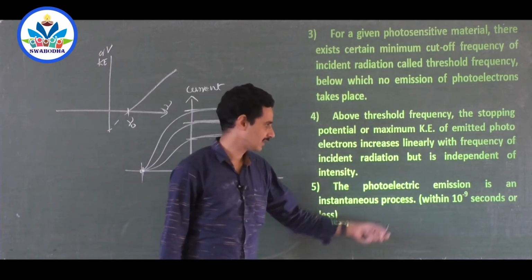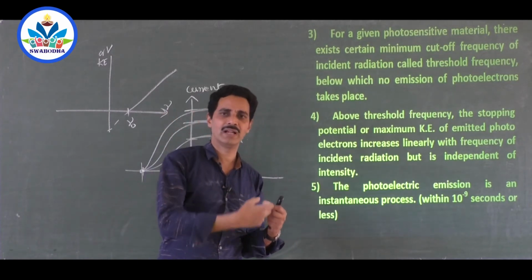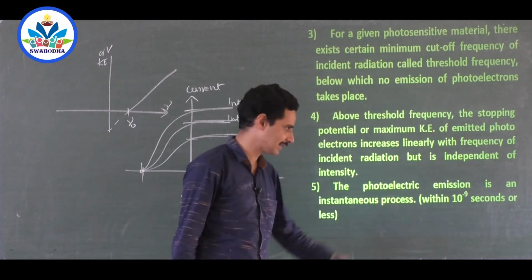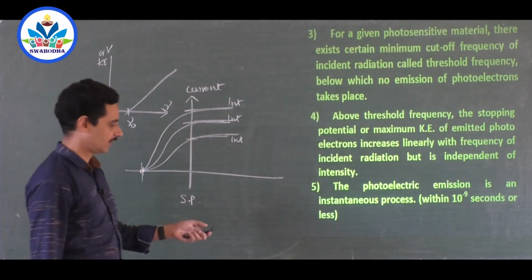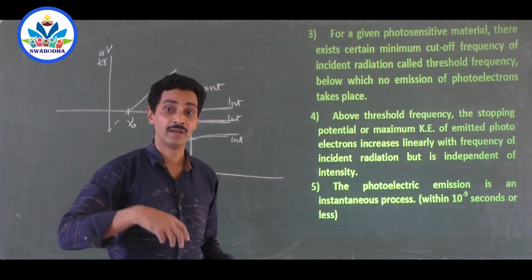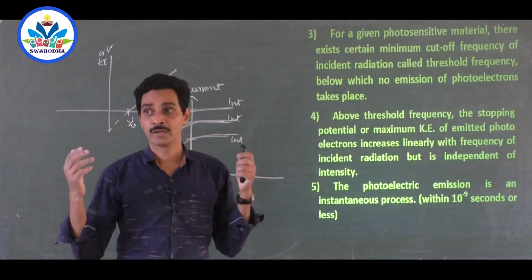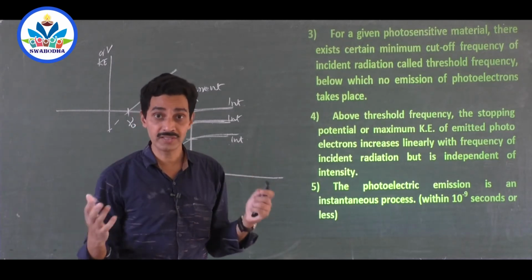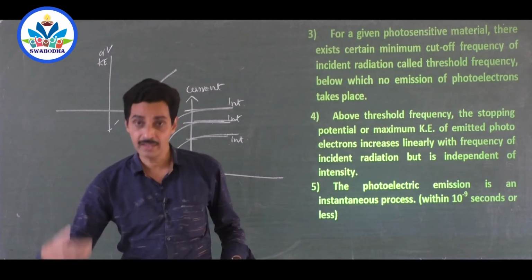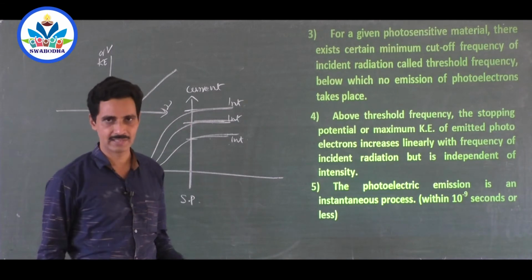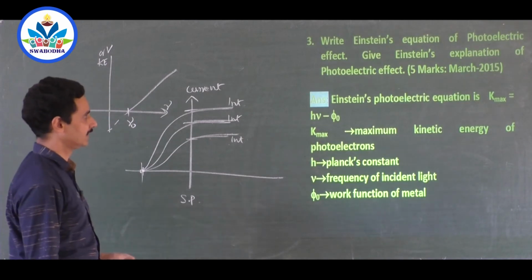The photoelectric emission is an instantaneous process, and the time gap between the photons giving energy to electrons and electrons coming out is only 10 to the power minus 9 seconds, nanoseconds, or even less, 10 to the power minus 8 seconds. Okay, so that is the explanation, right? These are experimental observations, experimental features. What did Lenard, Hallwachs and others observe in the practicals? They didn't explain. They observed that these things are happening in the experiment. Why it is so, explanation is not given. That was given by Einstein.